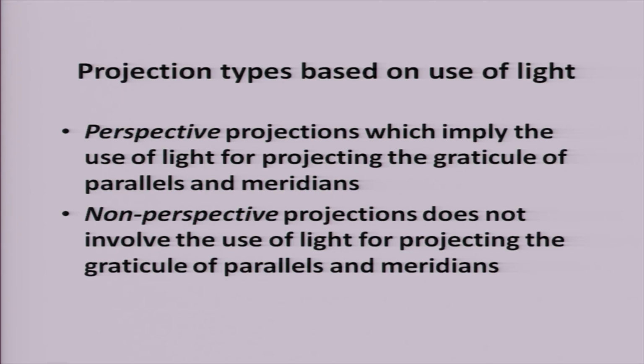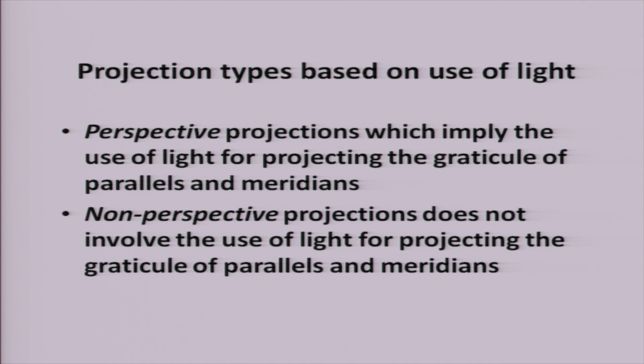And now, based on the source of light, we also have projections based on the use of light. We have two types of projections: perspective, when we use light for projecting the meridians and parallels, then it is called perspective projection.